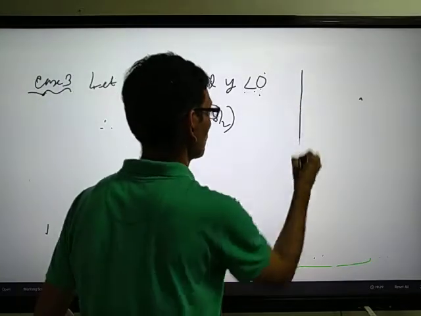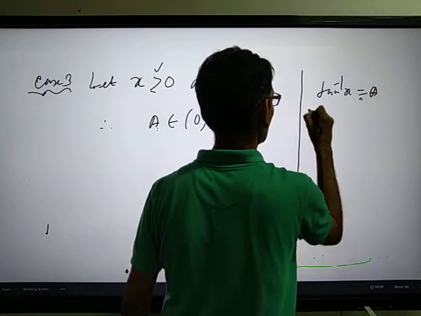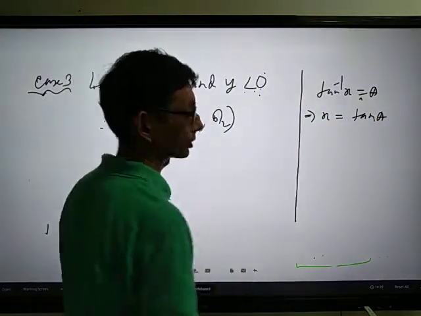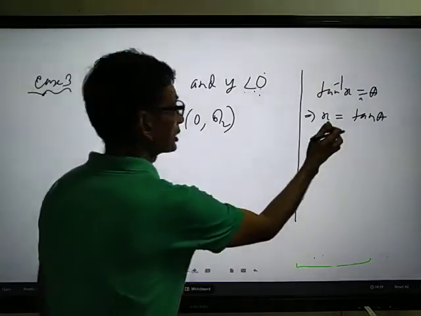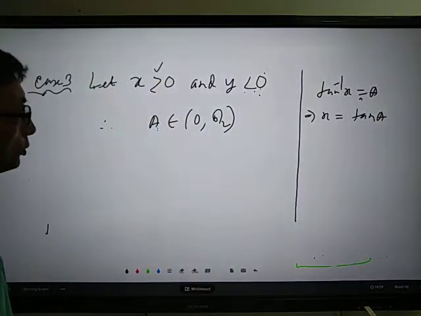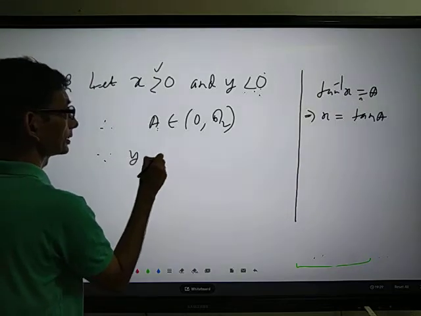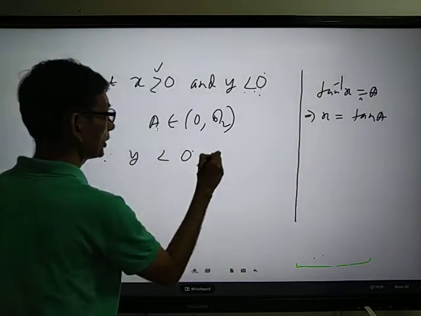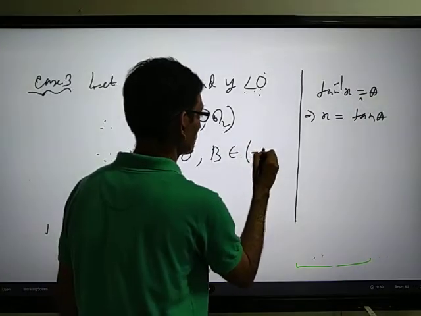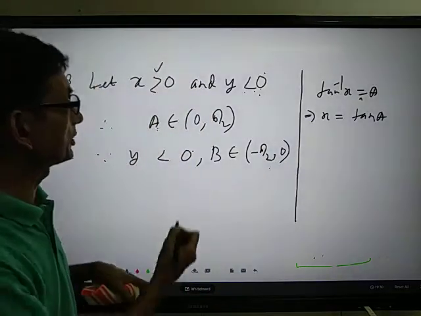Why? Let me repeat once: tan inverse x equal to a, therefore x equal to tan a. Now since x is positive, a lies between 0 to pi by 2, and since y is less than 0, b lies between minus pi by 2 to 0. What is the reason for that? I have already explained.